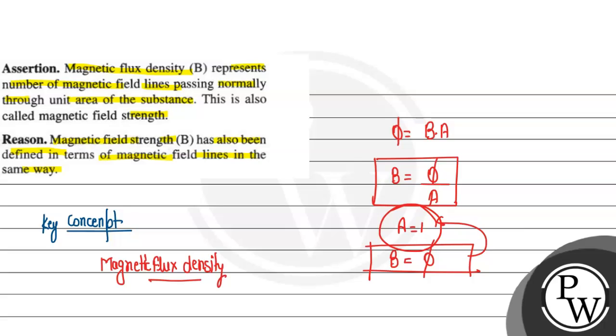Now what is the magnetic field strength for this region? If we have to define the magnetic field strength, then magnetic field strength is basically the measurement of the intensity of the magnetic field, like how intense the magnetic field is at a particular point. So it's not defined in terms of field lines, but it is defined as what? Magnetic field strength is the intensity of the magnetic field.